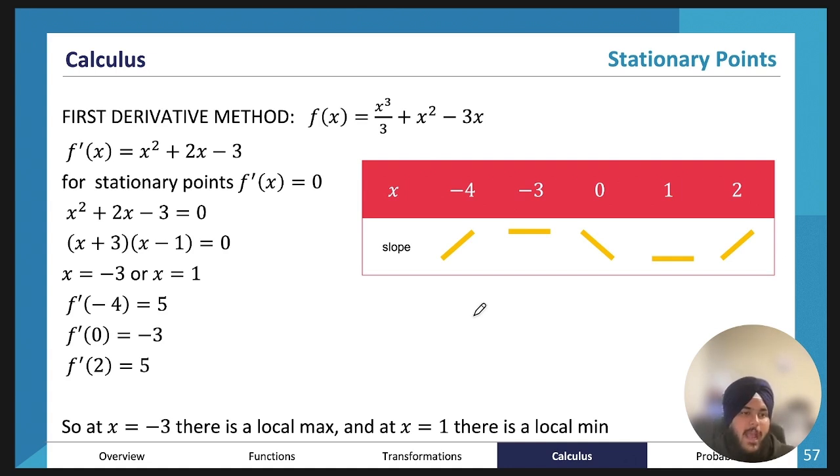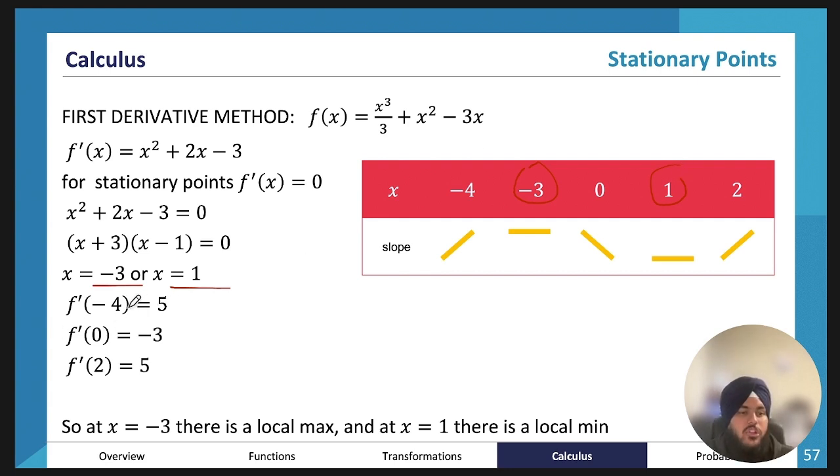So here we have a derivative, and we're trying to determine the stationary points here as well as their nature. So what we do straight away is differentiate the function. We have the function x squared plus 2x minus 3. We can differentiate that function and we will get (x plus 3)(x minus 1). And then we can solve it to give us negative 3 and positive 1. So negative 3 and positive 1.